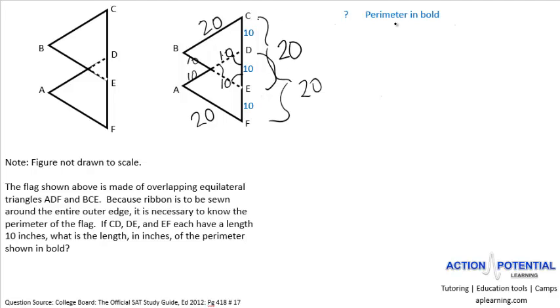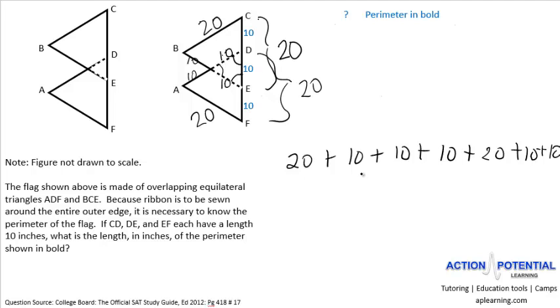Now again, our question is asking us, what is the perimeter in bold? Now to get the perimeter of the flag, I'll add up each of the measures of the sides. I'm going to start at B and work my way around. B to C has a measure of 20. C to D has a measure of 10. D to E has a measure of 10. E to F has a measure of 10. F to A has a measure of 20. A to this point here has a measure of 10. And finally, this point here to B has a measure of 10.